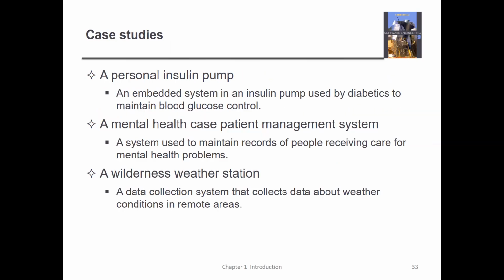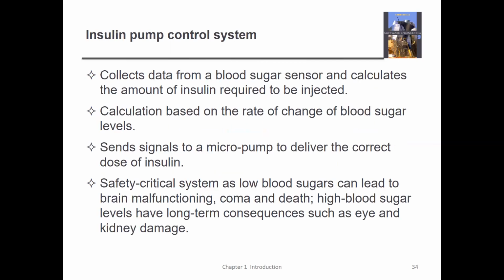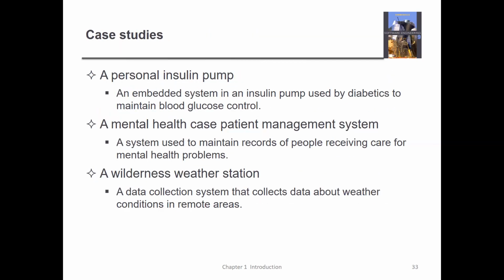So, what are the case studies? These are a few case studies. Here we have a personal insulin pump. This is an embedded system in an insulin pump used by diabetics to maintain blood glucose control.